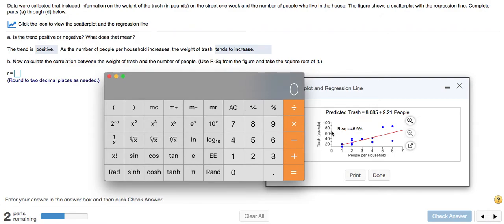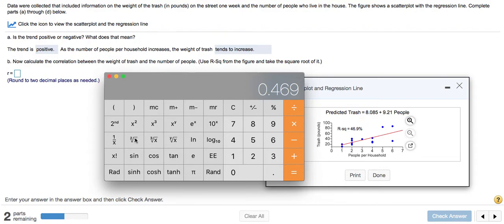For starters, this is listed as a percent, and I'm going to convert it to a decimal by moving the decimal point 2 places to the left. Or you could think of it this way, 46.9% divided by 100 changes it to its decimal equivalent, 0.469. That's r squared. If you want to solve for r, you would take the square root of this number.